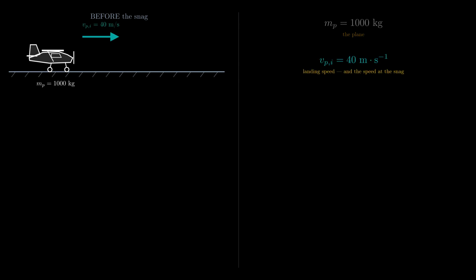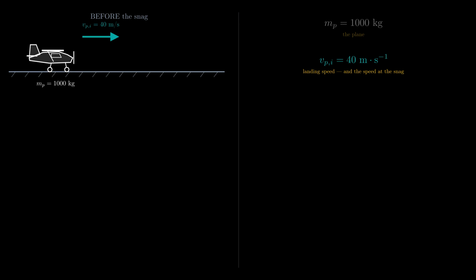Here's the whole problem. A light plane of mass 1000 kilograms makes an emergency landing on a short runway. Its engine is off and it touches down at 40 meters per second. Take that as its speed at the instant the hook catches.